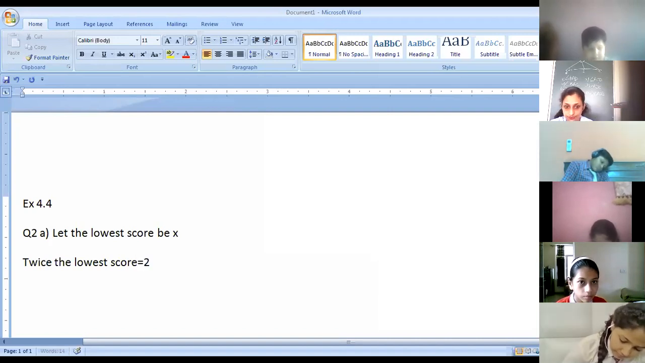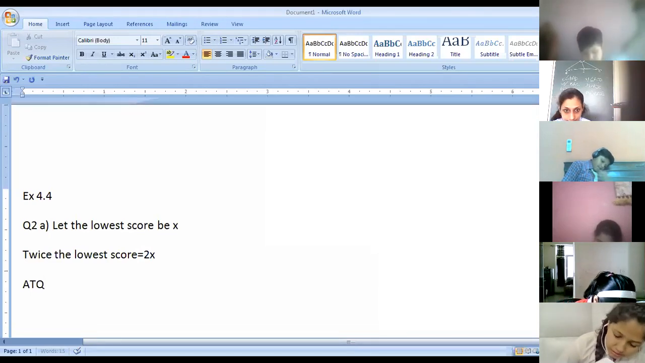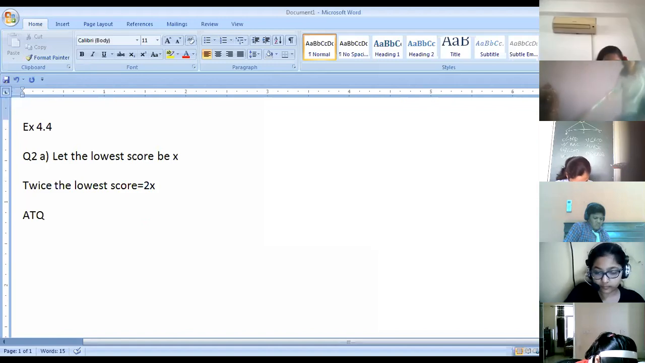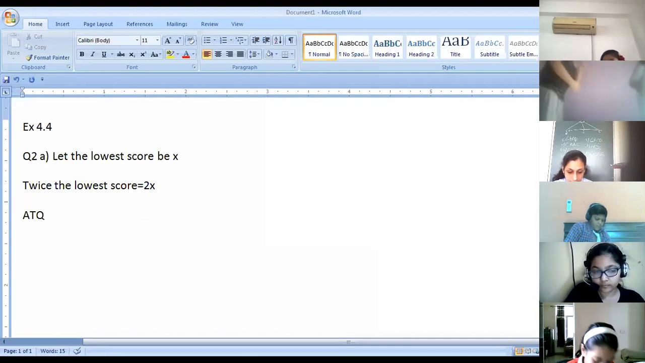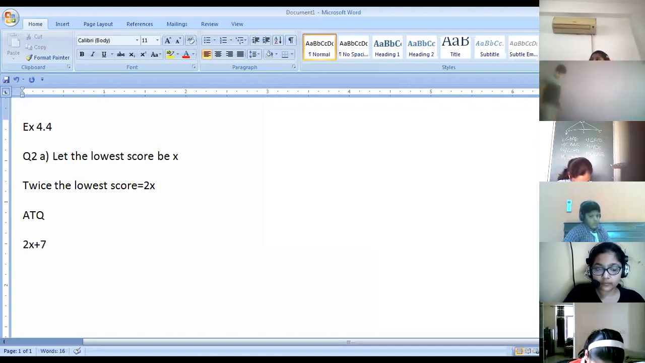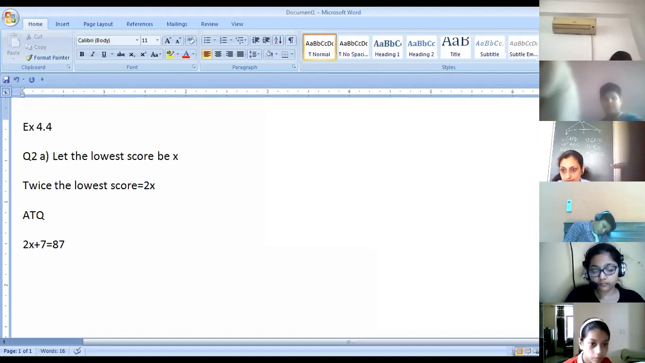Then according to the question, we are going to make an equation. 2x plus 7. That is twice the lowest score plus 7. So twice the lowest score is 2x, and we have added 7 to that. And the highest score is given as 87.